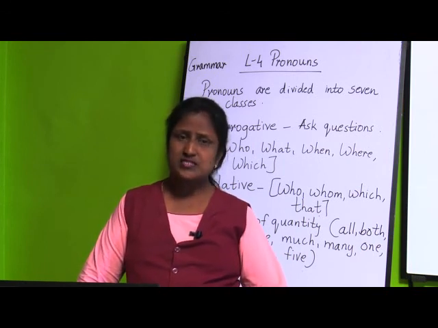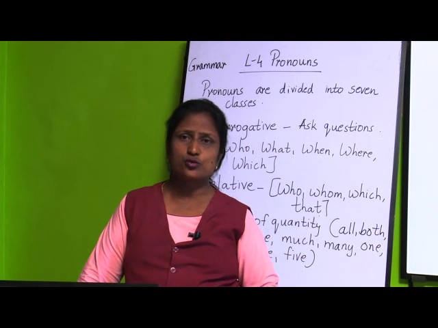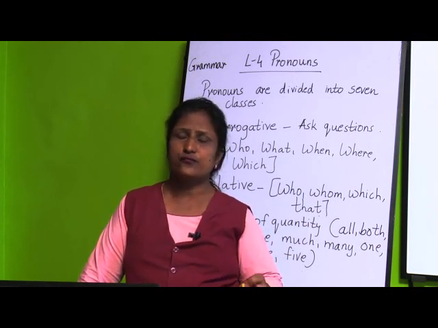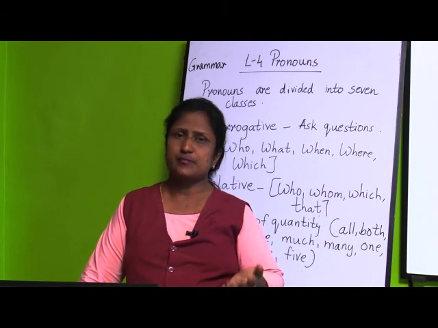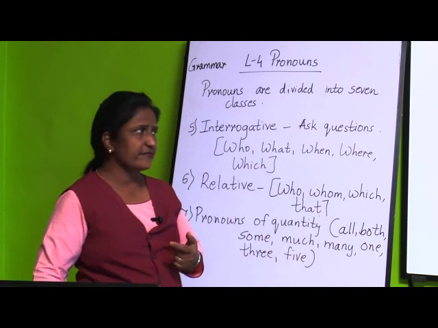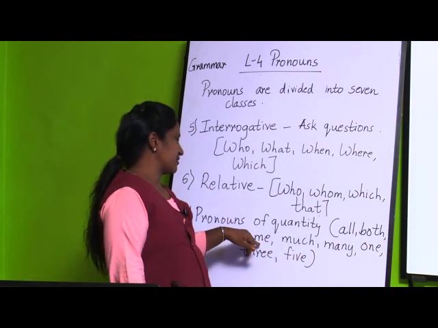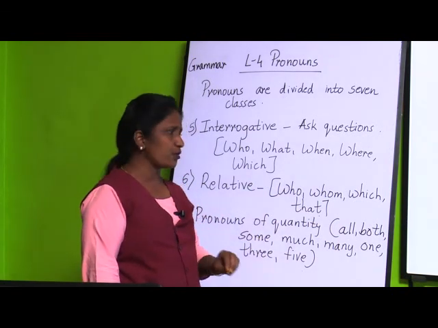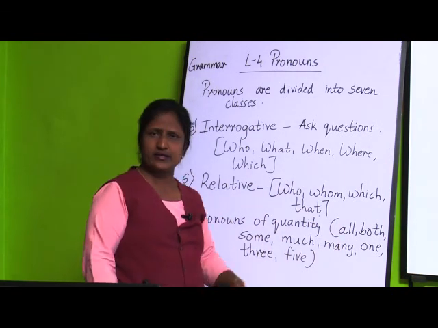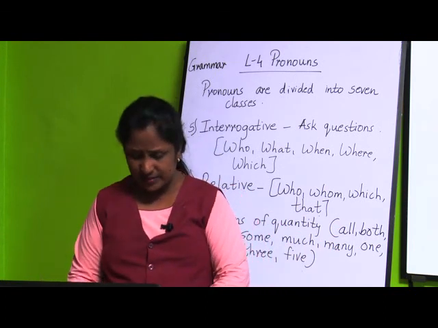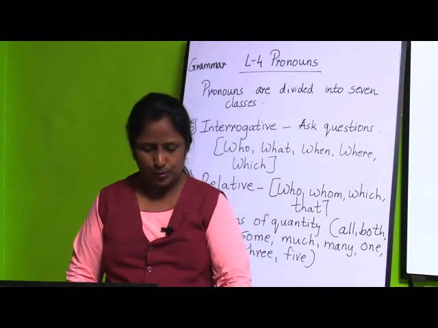And the last one is pronouns of quantity. Here we show the quantity. Sometimes it is used in the form of indefinite pronoun and sometimes in the form of definite pronoun. If it is indefinite pronoun, we use words like some, much, many, all, both. But if it is definite pronoun, then 1, 3, 5, any other number. So I hope children you have understood the 7 classes of the pronoun.